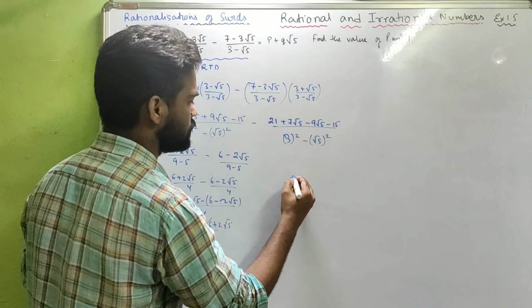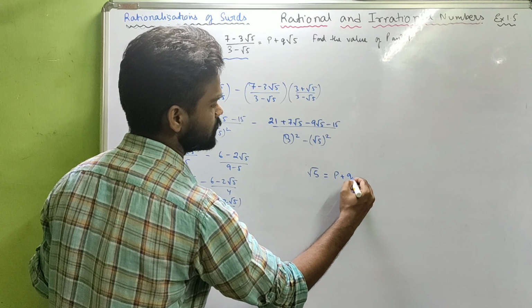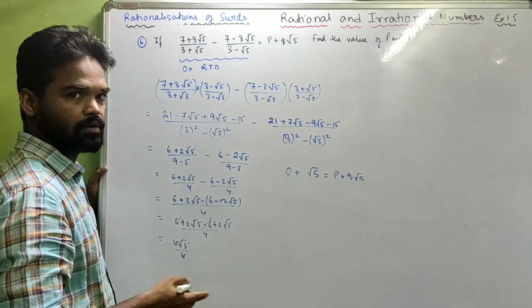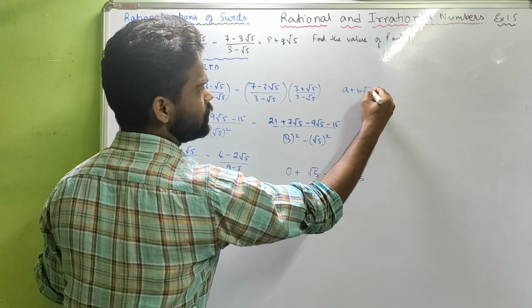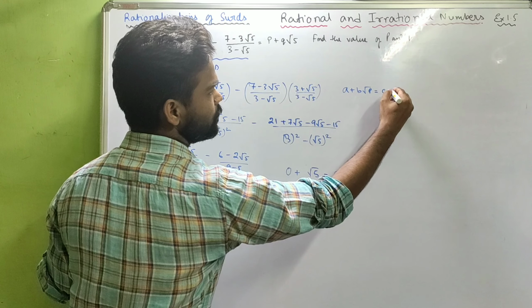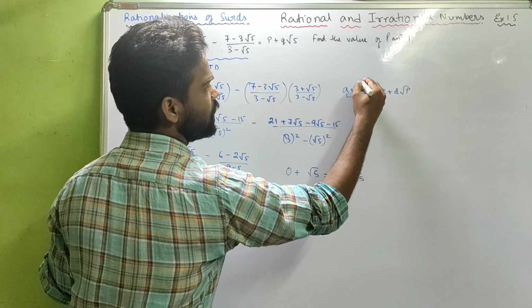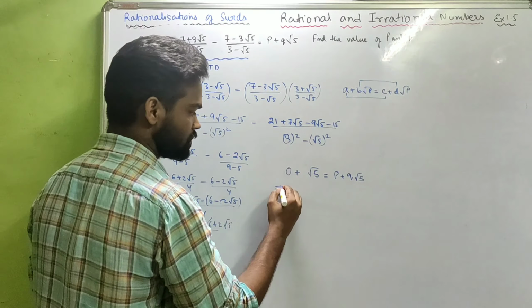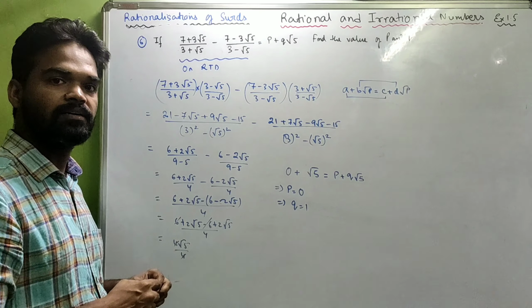So can I write root 5 is equal to p plus q root 5? Now root 5, can I write 0 plus root 5? Now we have discussed earlier, if a plus b root p is equal to c plus d root p, we can say that a and c are equal and b and d are equal, which means can we write p equals 0 and q equals 1? Clear? Now let us look at the next sum.